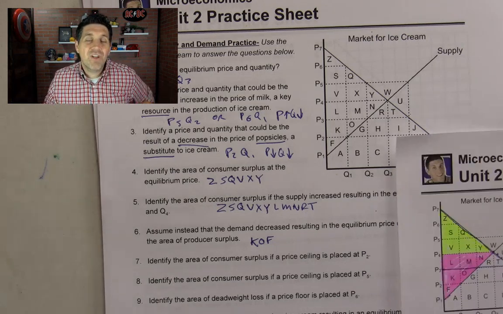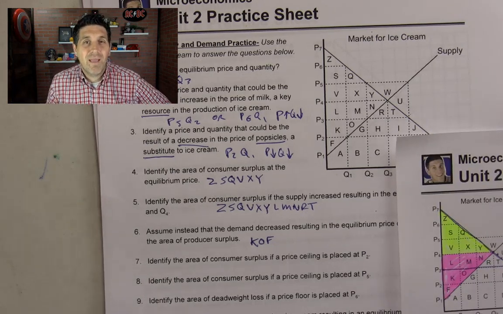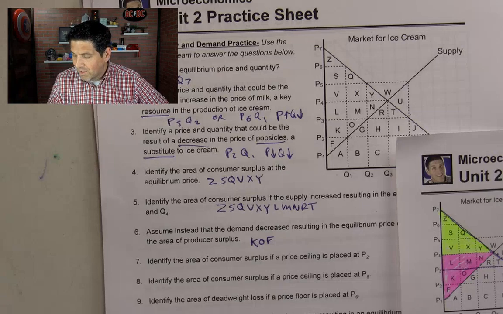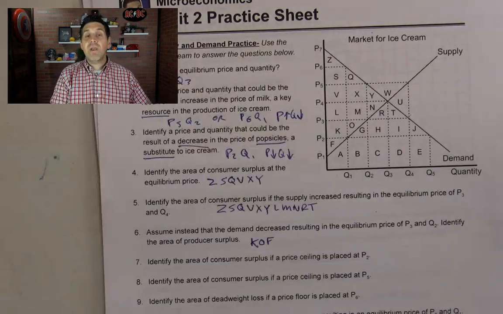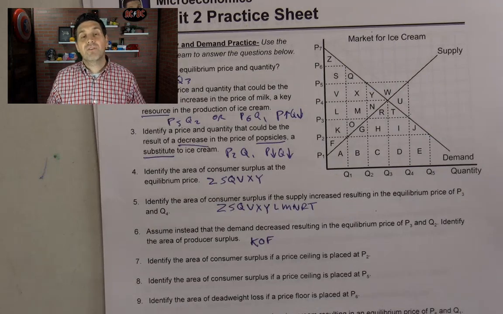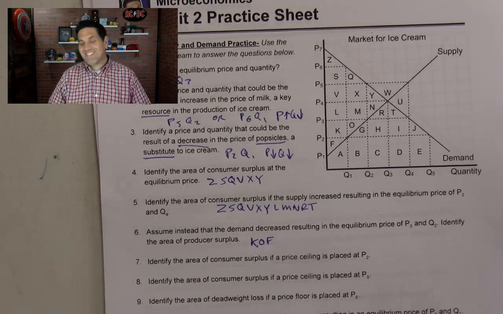It may be nice to know ceilings and floors, like your professor might make sure you understand that idea, which we'll talk about later. But all these areas of consumer and producer surplus, you don't need to know that. So just breathe if you're a macro student. If you're a micro student, don't breathe, because you definitely need to know this. This is a little harder stuff.